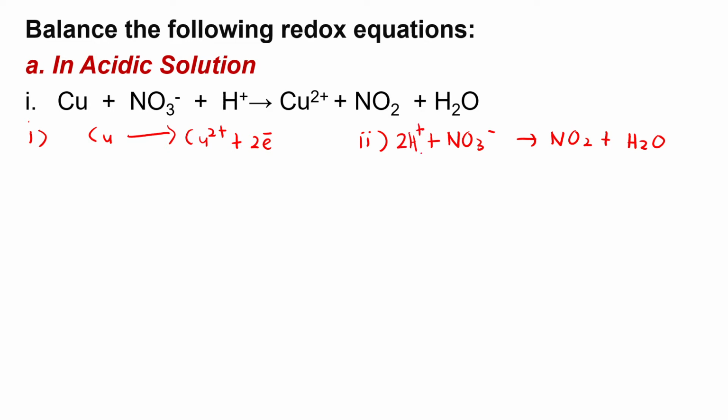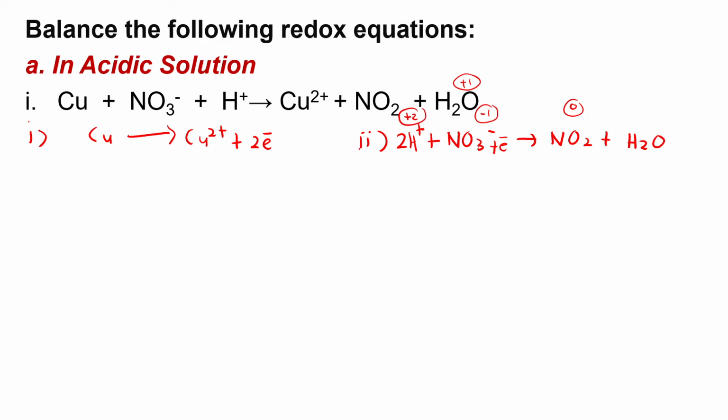Okay, now the elements are balanced, then check for charge. This one is plus 2, this one is negative 1, so plus 1 for the left hand side, and the right side is 0. So we add electron to the most positive side. How many electrons? 1 electron, to have 0 as in the right hand side.